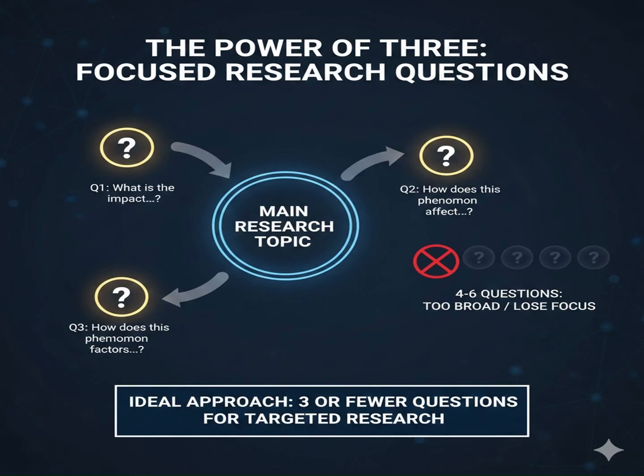Research questions can range from 3 to 6. Keeping exactly 3 or fewer than 3 questions is the ideal approach. It keeps research highly targeted and ensures you don't lose track of your main research topic.